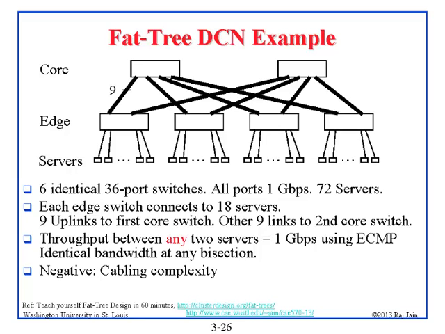So here is a fat tree example. There are 6 switches which are identical. All of them are 36-port switches, and all of them are 1 gigabit ports. So what we do is we connect 72 servers like this. We take 18 servers and connect them to 18 ports on this switch, 18 servers to this switch, 18, 18. So there are 72 ports which are used up on this side for 72 servers.